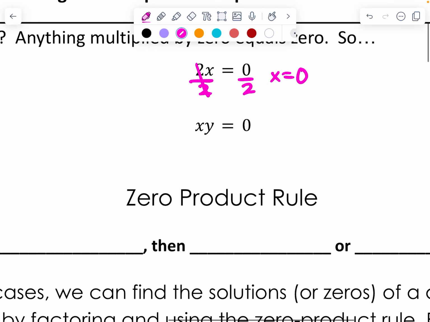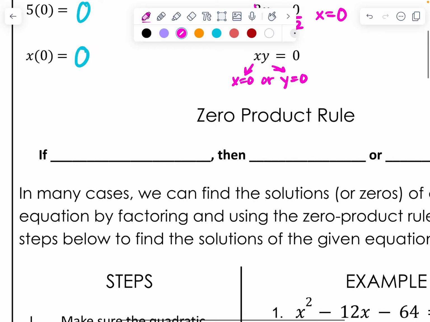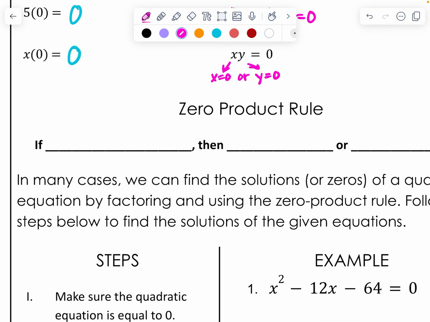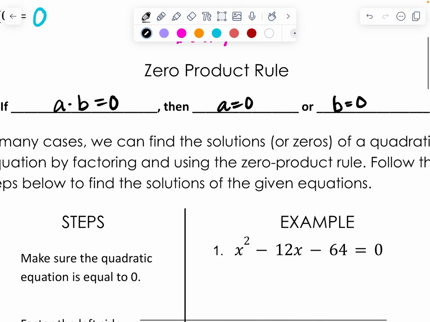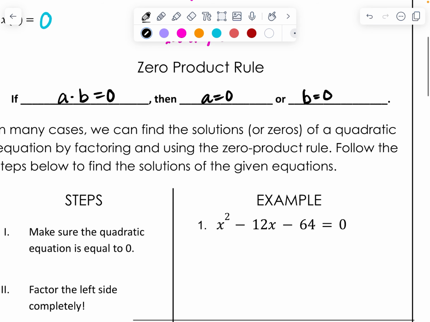So if I have xy equals 0, then this means either x equals 0 or y equals 0. One of them equals 0 or both. So the zero product rule is if a times b equals 0, then a equals 0 or b equals 0. So we can find the solutions of a quadratic equation by factoring using the zero product rule.